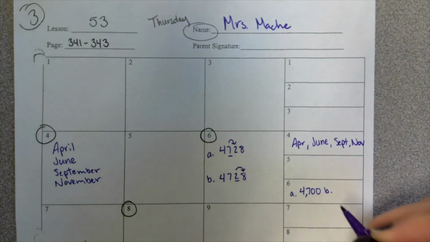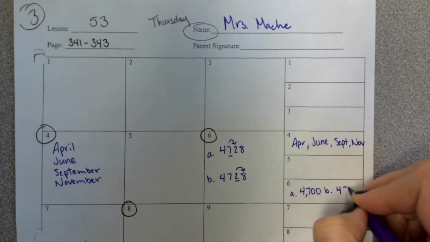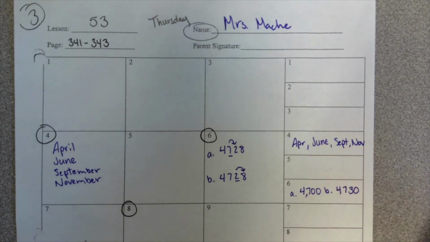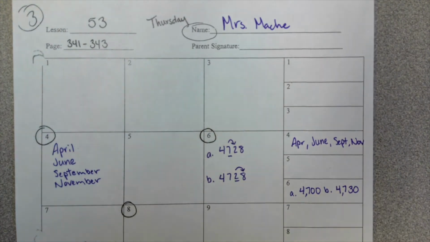Nearest 10, 2 looks at the 8. The 8 says go up one time, so our 4 stays the same, 7 stays the same. 2 goes up to a 3. We round it to 4,730.